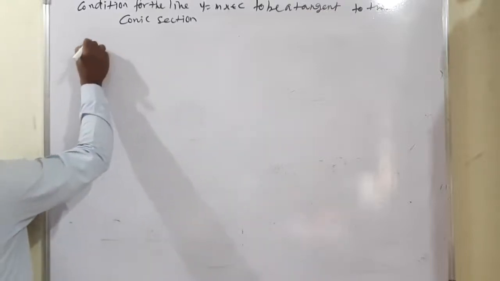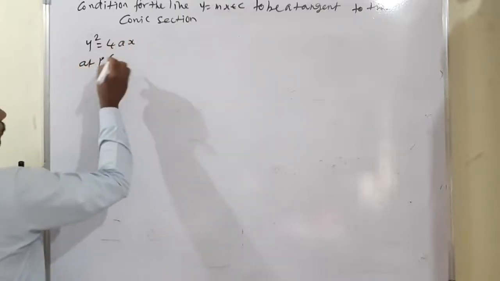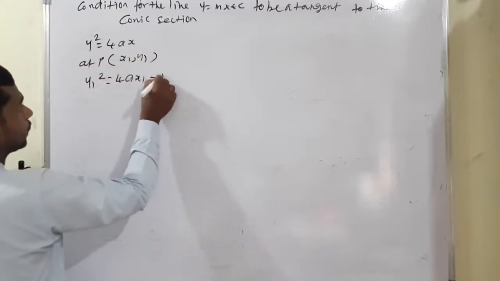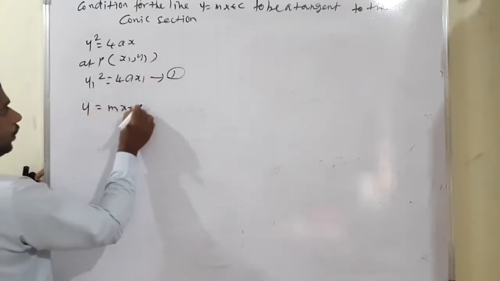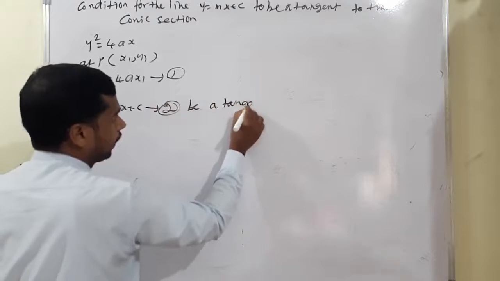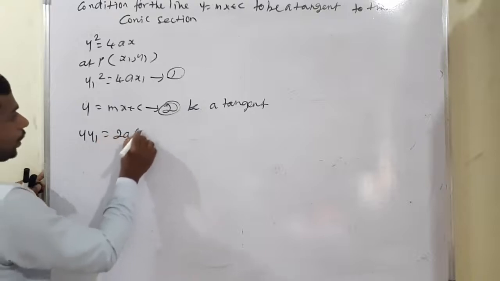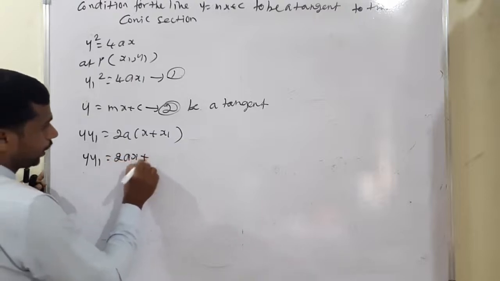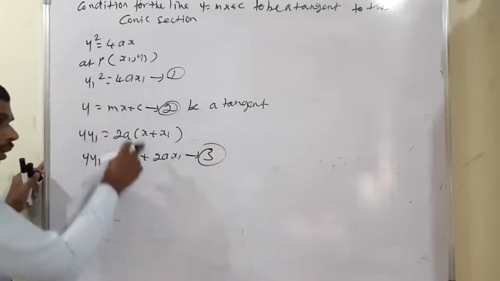The first condition, right side open parabola means y square is equal to 4ax. Then at P (x1, y1) what will happen? y1 square is equal to 4ax1. This is considered equation number 1, the given condition for the line y is equal to mx plus c to be a tangent. The equation of tangent at parametric form is y1 is equal to 2a into x plus x1. Therefore, y1 is equal to 2ax plus 2ax1. This is considered equation number 3, both of tangent.